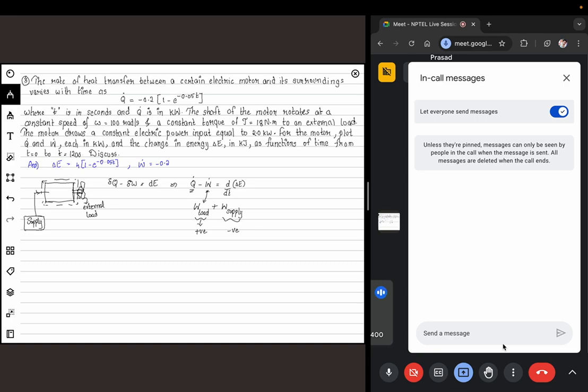So if I consider this as my system, this is work done on the system, and the work done by the system is used to rotate the shaft. So now what is the first part? So how do I calculate the load?